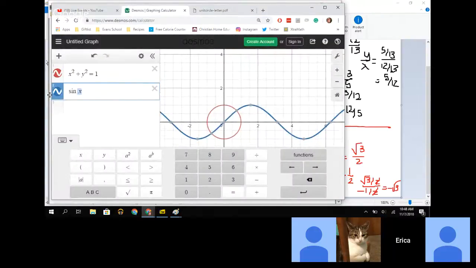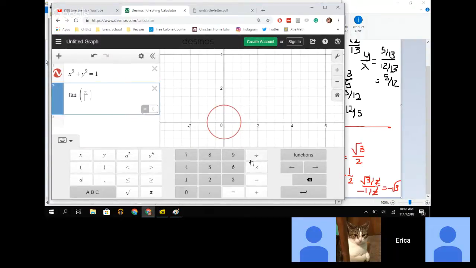And of course, just to kind of prove it all the way around, right? The tangent of pi divided by 2 is undefined because you're dividing by 0.